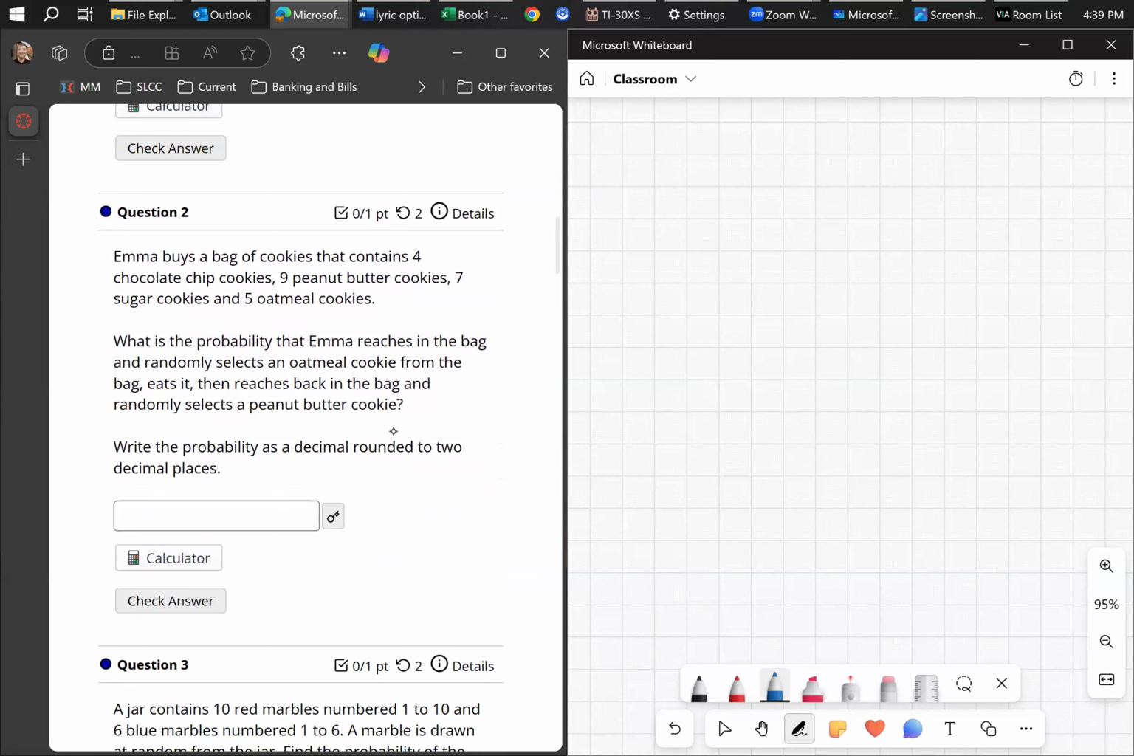All right, next up, Emma buys a bag of cookies that contains 4 chocolate chip cookies, 9 peanut butter cookies, 7 sugar cookies, and 5 oatmeal cookies. That adds up to 25 total cookies. So this bag has 25 cookies. What is the probability that Emma reaches in the bag and randomly selects an oatmeal cookie, eats it, and reaches back in and gets a peanut butter cookie?